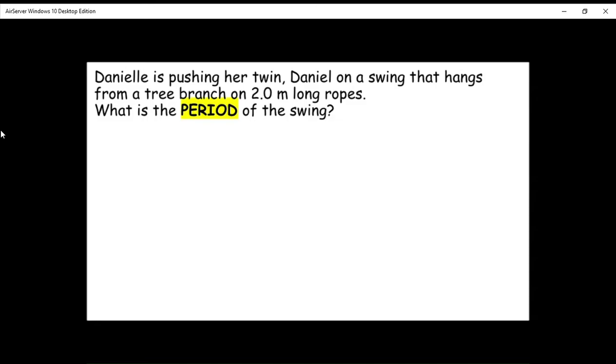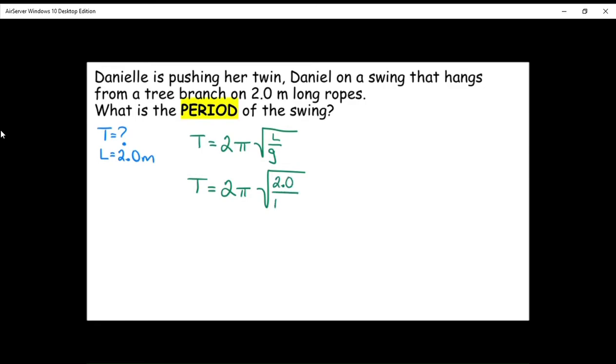Okay, my turn now. Here's what we know. We're looking for period, and we know that the length of the rope is 2 meters. Since we have a length, we need to use the equation T equals 2 pi square root of L over G. Since we're looking for period, we do not have to rearrange it. So that's 2 pi times the square root of 2 meters over, and for G, we're going to use 10.